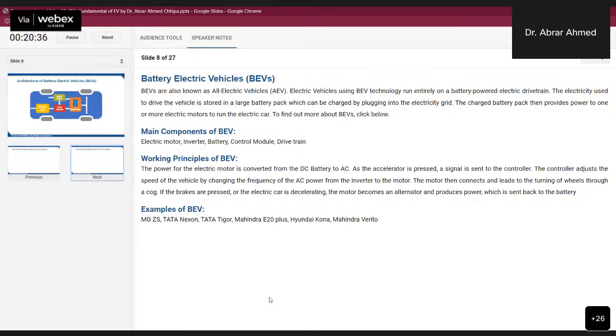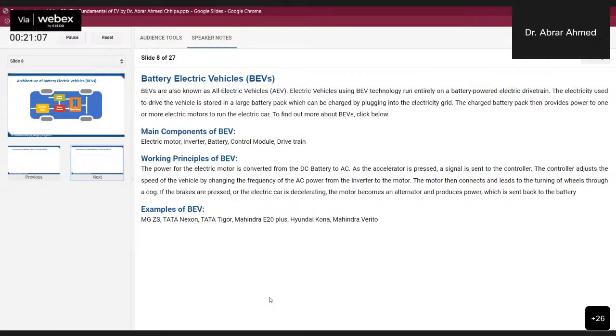So let us look at the architecture of the battery electric vehicle. It is also known as the all electrical vehicle, AEV, and the electrical vehicle using BEV technology runs entirely on battery powered electricity. If you look at the main components, then the electrical motor, inverter, battery, control module, and drivetrain are the main components.